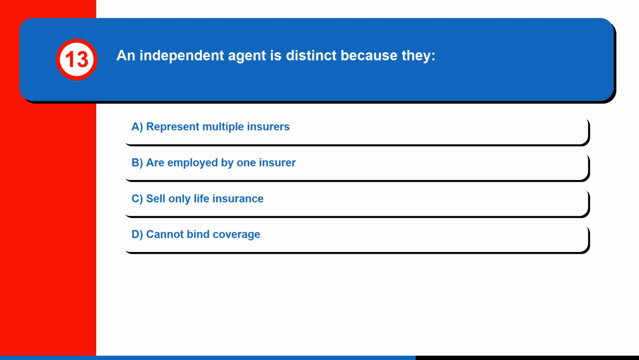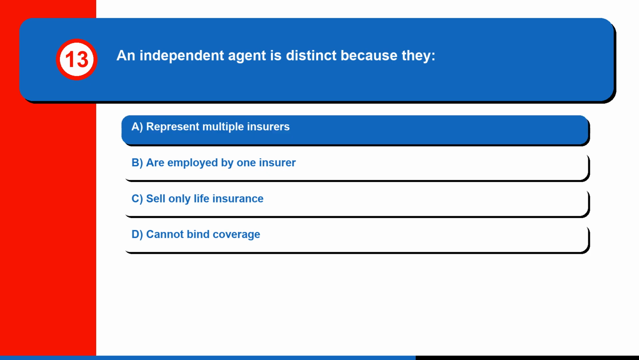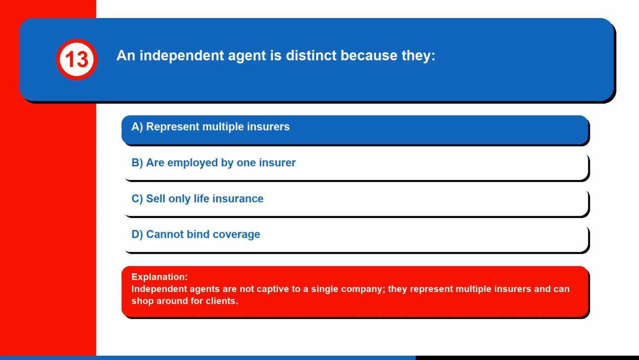Question 13. An independent agent is distinct because they A. represent multiple insurers, B. are employed by one insurer, C. sell only life insurance, or D. cannot bind coverage. The correct answer is A. Represent multiple insurers. Independent agents are not captive to a single company, they represent multiple insurers and can shop around for clients.